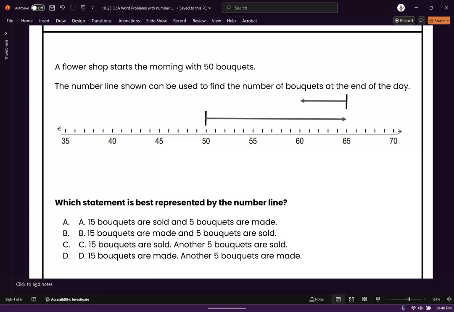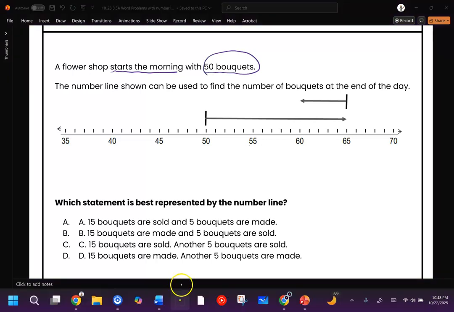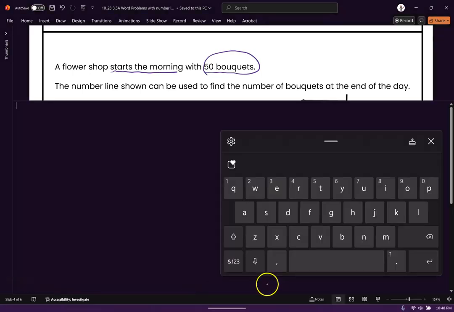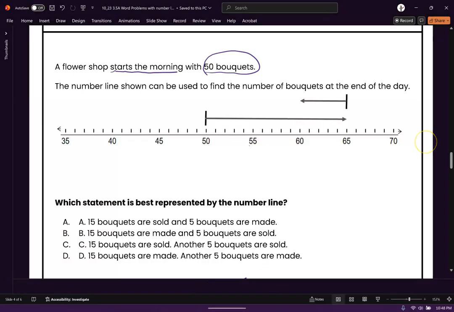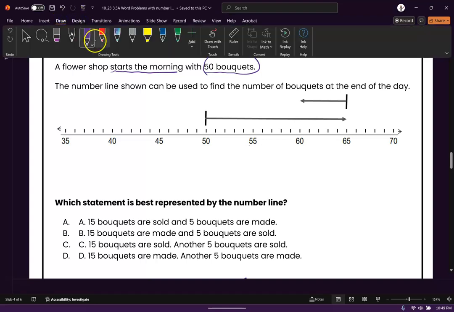Okay, so we know that they start in the morning with 50 bouquets. Okay, and I'll change the color because I know you guys are gonna say something about the color, I bet, but I don't think I can. Yes, I can.